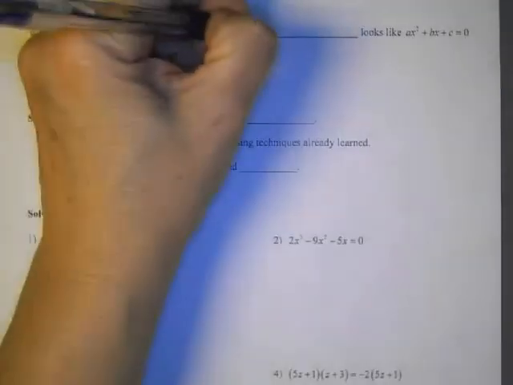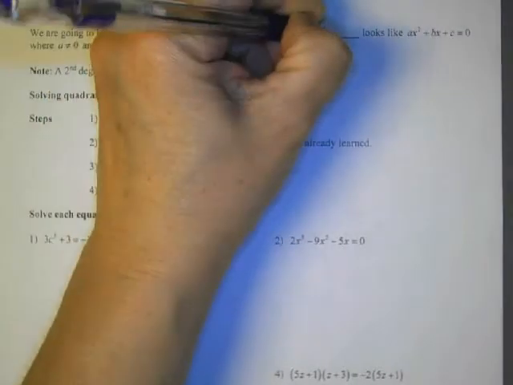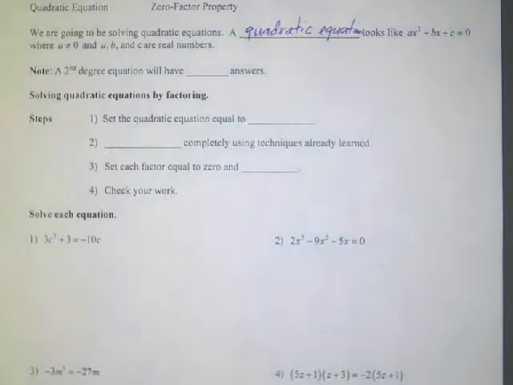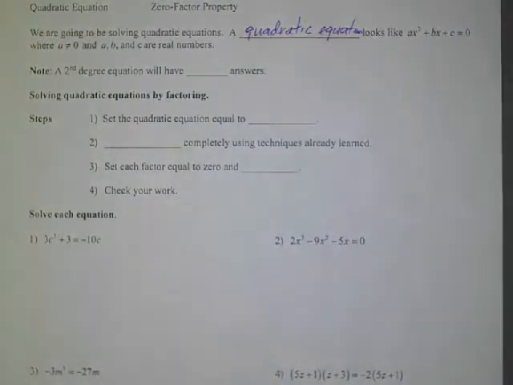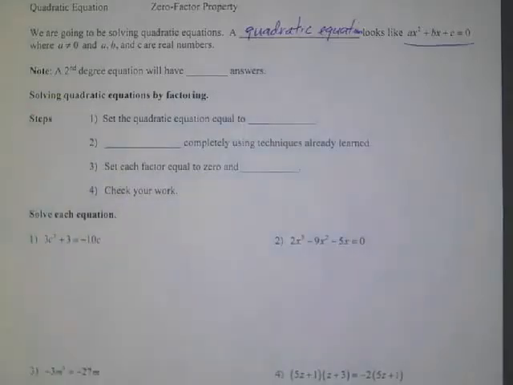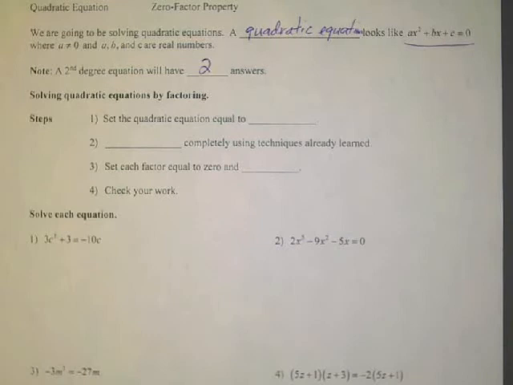A quadratic equation looks like ax squared plus bx plus c equals 0. Note, this is a second degree equation because it has a power of 2, and we will get 2 answers. We are going to learn how to solve these quadratic equations by factoring. We're going to utilize all those factoring techniques we've already learned in Chapter 5.